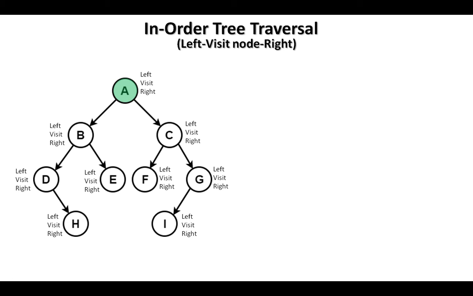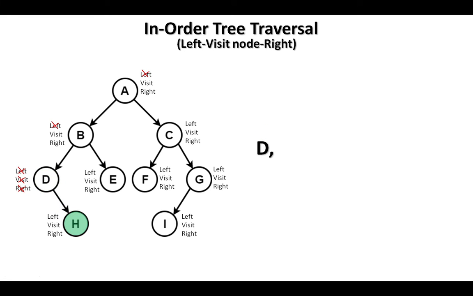Let's start at the top with A. First we traverse its left subtree. Reaching B, we also traverse its left subtree. Now at D, we attempt to traverse its left again. Since it has no left child, we cross mark left from the list, stay on D and print it, and traverse its right subtree.